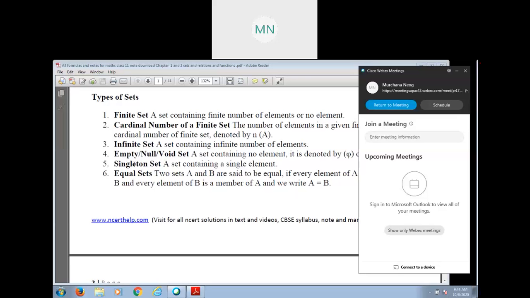Next one is the empty set. An empty set means a set containing no element. It is denoted by phi. And next, the singleton set. A singleton set means what? A set containing a single element. If a set contains a single element, then it is called a singleton set.